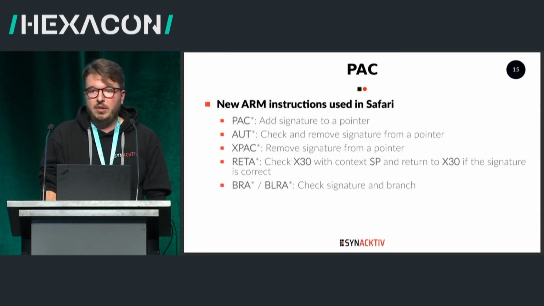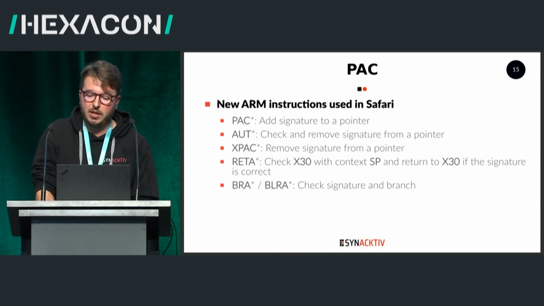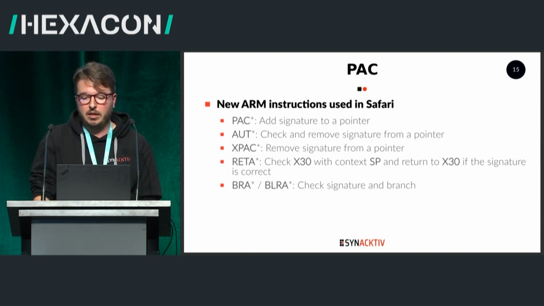Some new ARM instructions are now used in Safari. For example, we will have the pac instruction used to add a signature to a pointer, the aut instruction used to check and remove the signature from a pointer, xpac used to remove the signature from a pointer, retA used to return to a signed address, and BRA and BLRA used to branch to signed pointers.